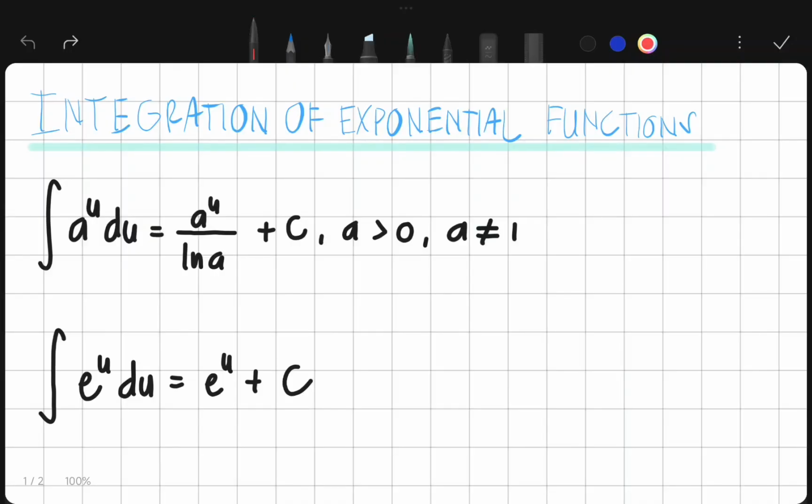And for the second one, we have the integral of e raised to u du, which is equal to e raised to u plus c. So if you try to recall, the derivative of e raised to u is equal to e raised to u, which makes sense because if you integrate it, it will still equal e raised to u, right? Okay, so let's try to solve example problems for this one.